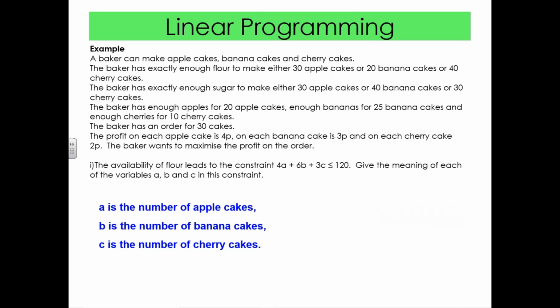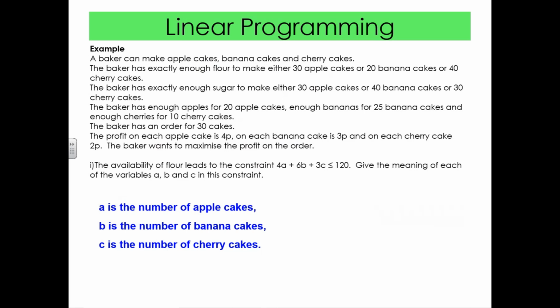So we're saying the total amount of flour used has to be less than or equal to 120. Let's think about if we were just making apple cakes. We've got enough to make 30 apple cakes. That would require us to times that by 4. 400 grams would be more sensible than kilograms.